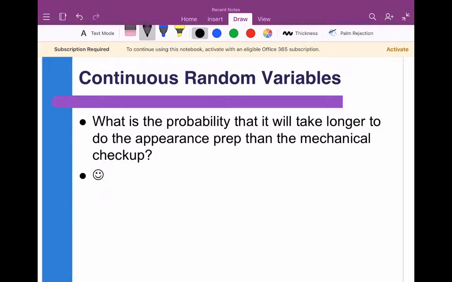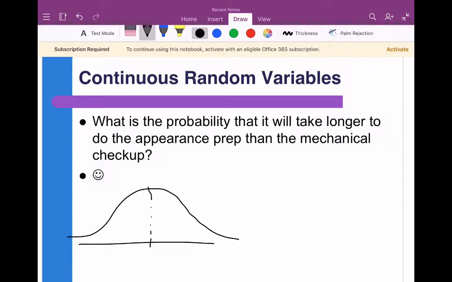Our last example in this case is we want to know what is the probability that it will take longer to do the appearance prep than the mechanical checkup. So in this particular situation, we have to go under the assumption that we are following the normal model, which means that we have to go under the assumption that the mechanical time and the appearance time are independent. So remember that the normal model is a bell-shaped curve where your mean is in the center and you have 68% within one standard deviation, 95% within two, and 99.7% within 3 standard deviations of the mean.